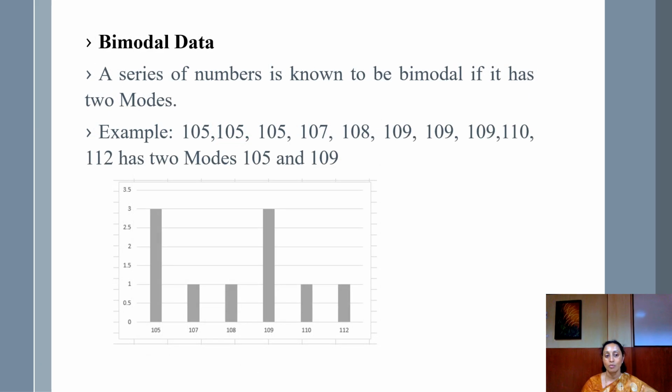So now let us see what bimodal data is. If you see in this example, 105 is repeated 3 times. Similarly, 109 is also repeated 3 times. So here this data set has two modes. One is 105 and the other is 109. Therefore, this comes under bimodal data.